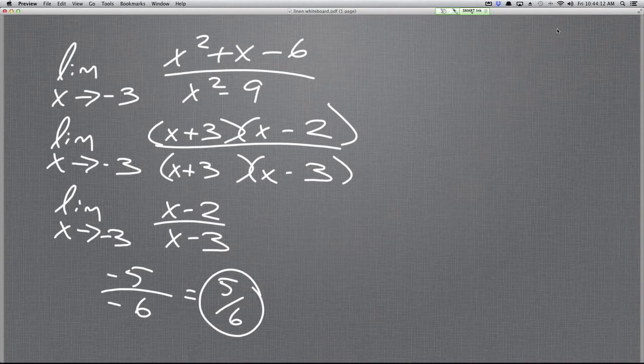What does 5/6 tell me about my graph, Leslie? That's the y value. As I'm headed towards the x value of -3, 5/6 is the y value I'm headed towards.